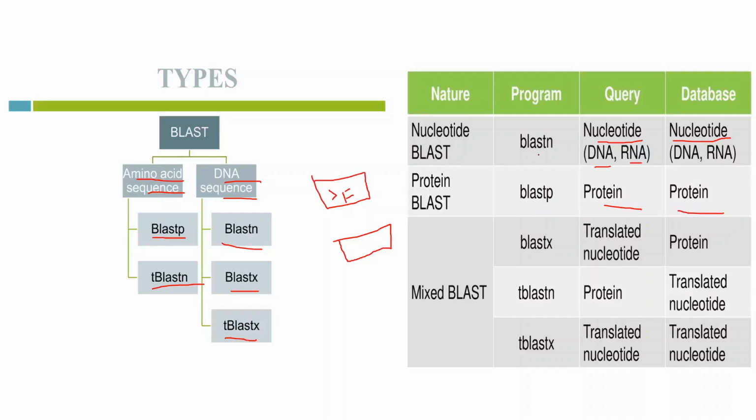So if you want to remember, N denotes nucleotide, so both things are nucleotide. P denotes protein, so both things are protein. Then you have the mixed BLASTs. The first one is BLASTX.